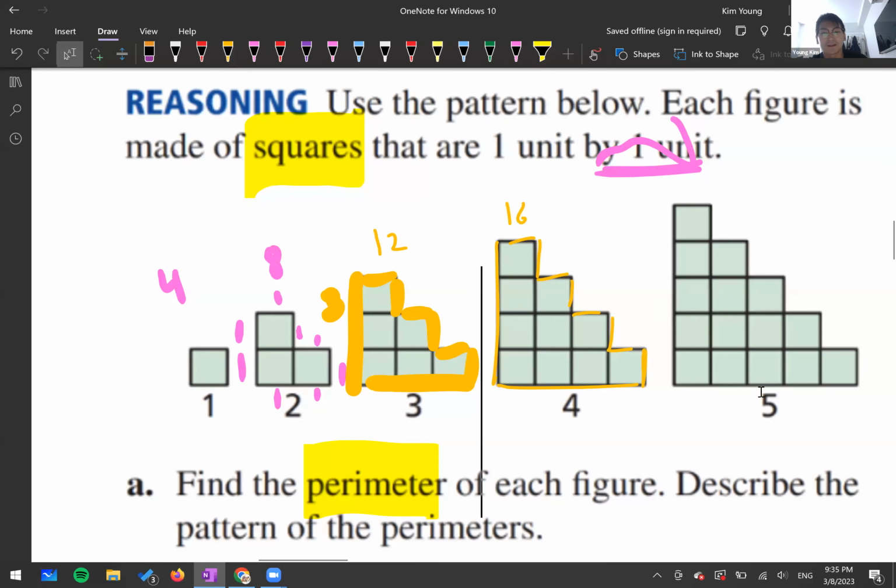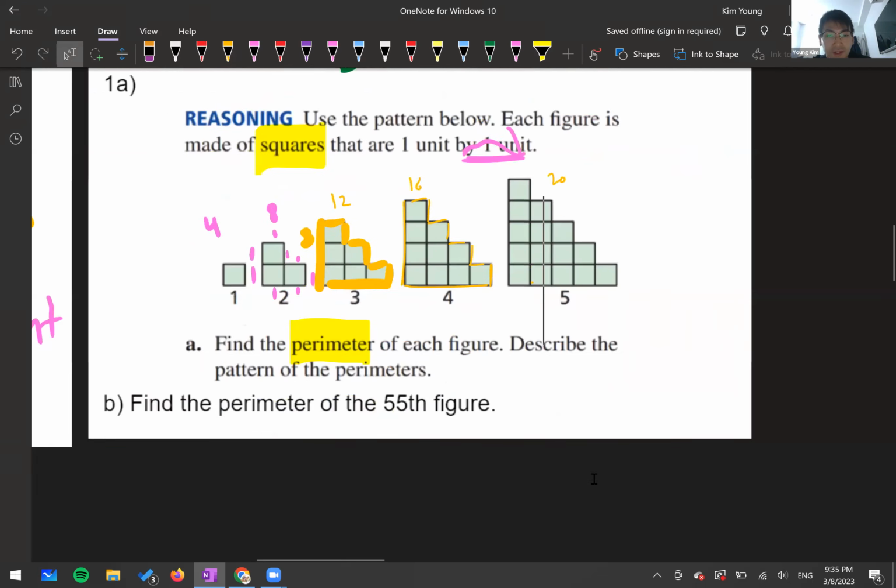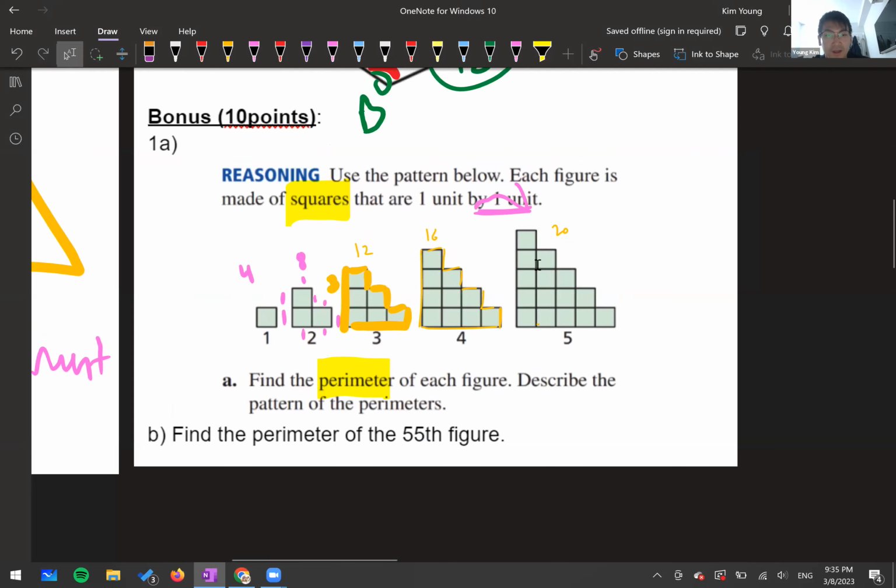Okay, all right. So it looks like the pattern is 4, 8, 12, 16, and this should be 20. Okay, and you could also check this. This is 5 and 5, and you will see that this is 20. All right. So here, find the perimeter of each figure. That's done. Okay. Describe the pattern of the perimeters.